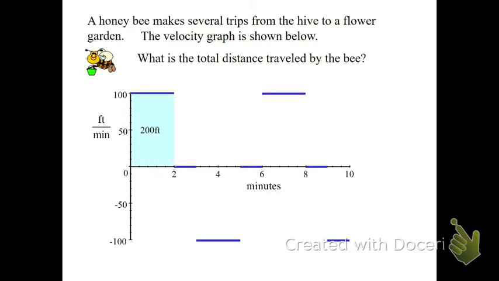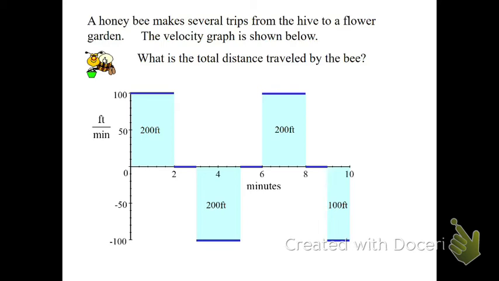Okay, so he went 200 feet to the flower. Then he stops. Then 200 feet back and stop. Then 200 feet back to the flower and stop. And then, only 100 feet. And then I don't know what happens to the guy.